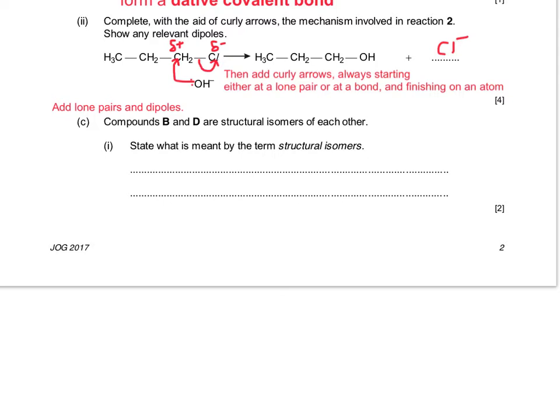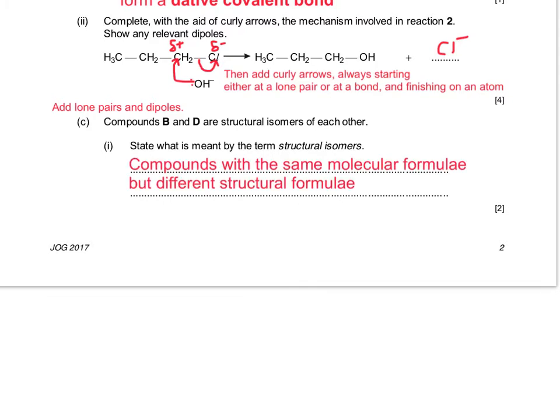So then it says compounds B and D are structural isomers of each other. Now it doesn't ask you to look at B and D again, it just states that they are, but then it asks you to explain what the meaning of the term structural isomer actually is. So this is straight out of your flashcards, compounds with the same molecular formula but different structural formulae.